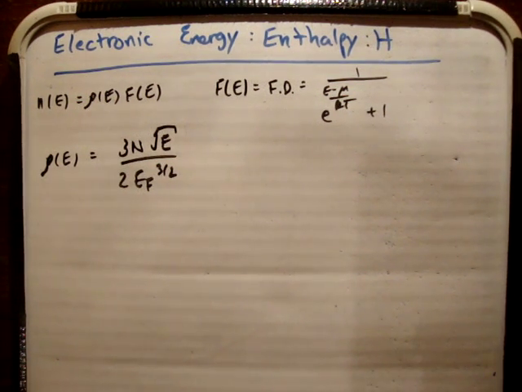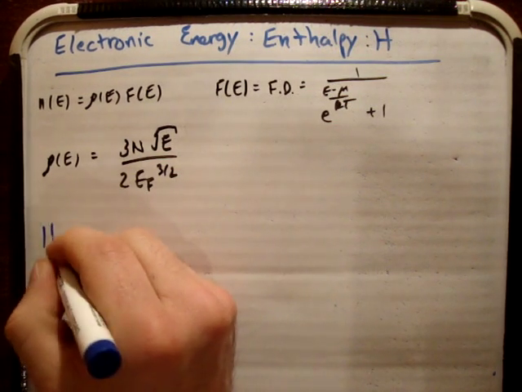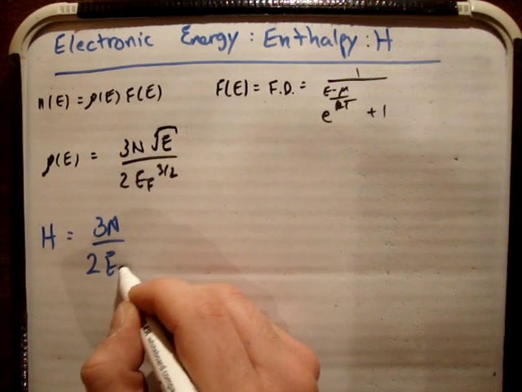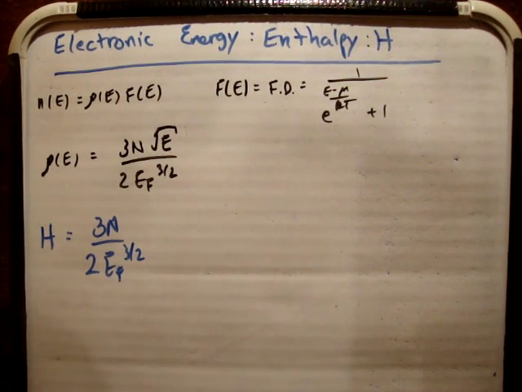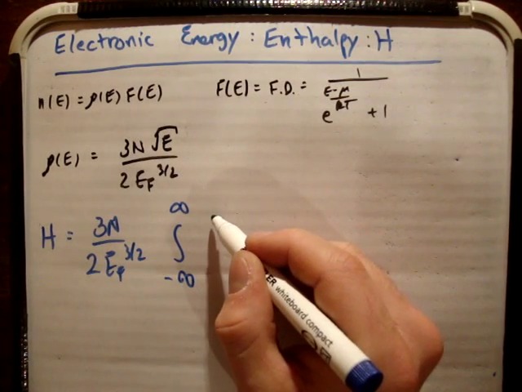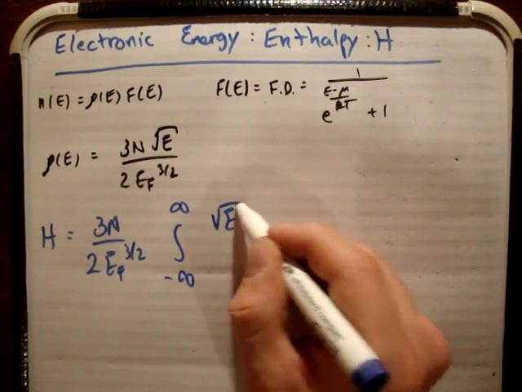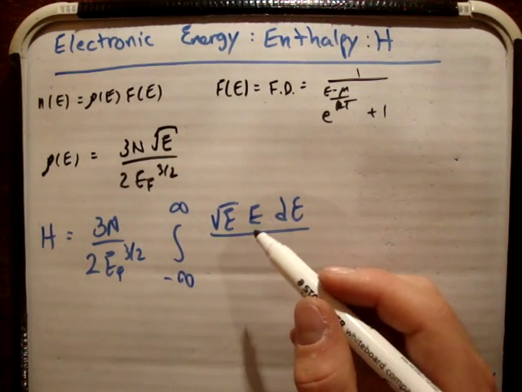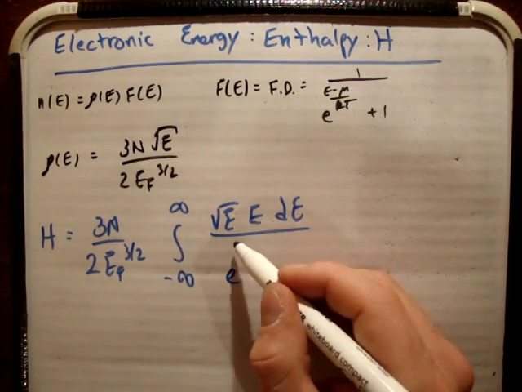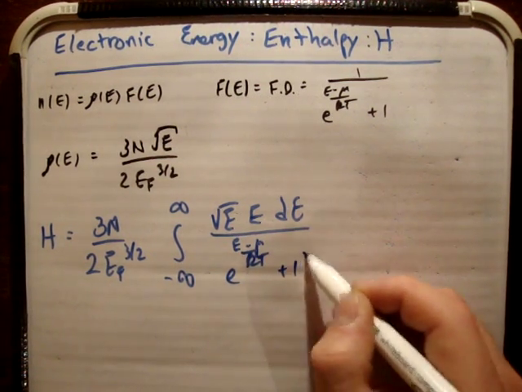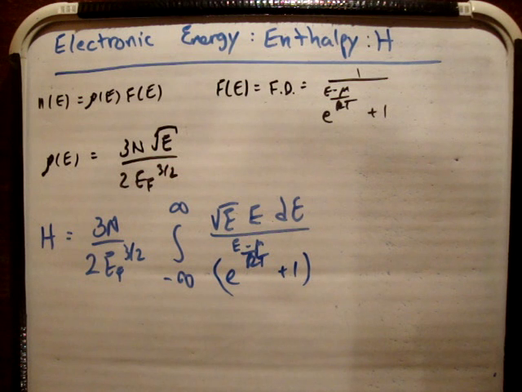So we need to set up the following integral. I'm going to say that H is equal to 3n over 2 E Fermi to the 3 over 2. And then we have our integral, negative to positive infinity. And we're going to have the square root of E. We're going to have E. We're going to have dE divided by our occupancy. So that's going to be e to the (E minus mu) over kT plus 1. Like this. And I'm going to tell you that we're going to look for a Sommerfeld expansion.